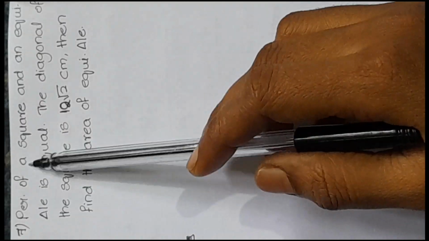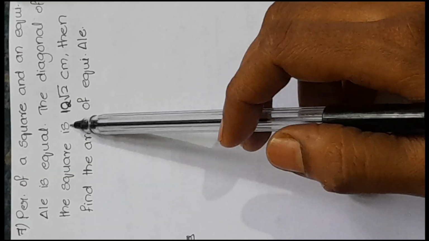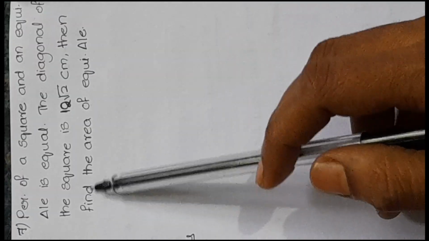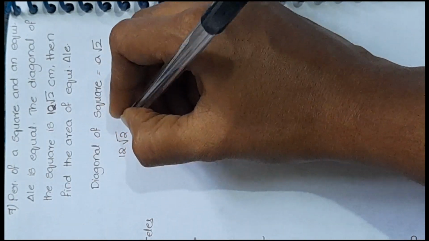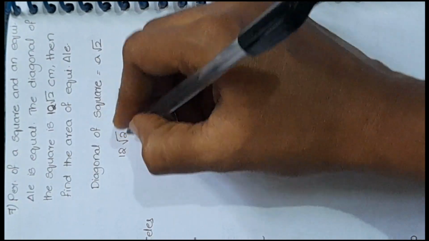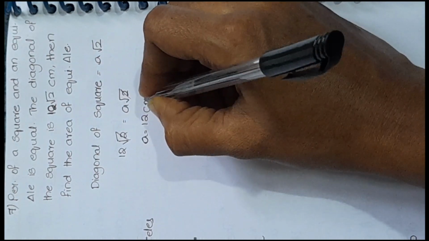Question number 7. If the perimeter of a square and an equilateral triangle is equal, and the diagonal of the square is 12 root 2 centimeters, then find the area of the equilateral triangle. Diagonal of a square formula is a root 2. 12 root 2 is given as the diagonal of the square, so equalize it to a root 2. Root 2 gets cancelled. A is equal to 12 centimeters. That is, the side of the square is 12 centimeters.